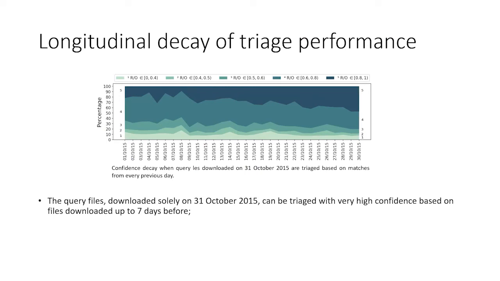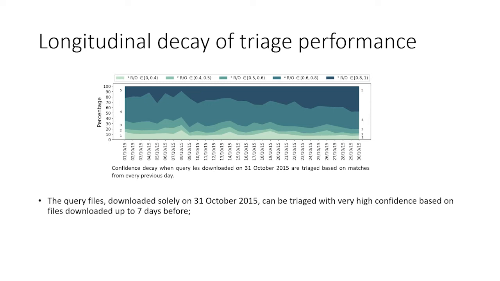Now, we have previously mentioned that the RO scores of local matching provide a measure of the confidence associated with the triage of a given query file. On this basis, the over 100,000 query files which we identified, downloaded solely on 31st of October 2015, can be triaged with very high confidence based on files downloaded up to 7 days before, as we can also see in the figure in the current slide.